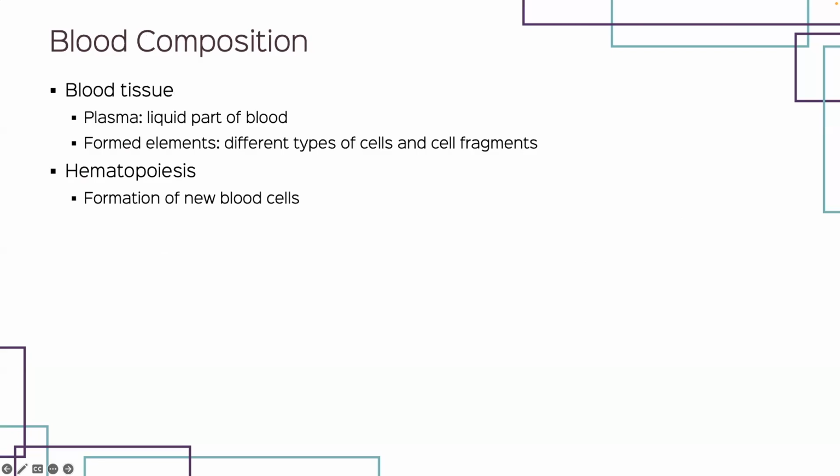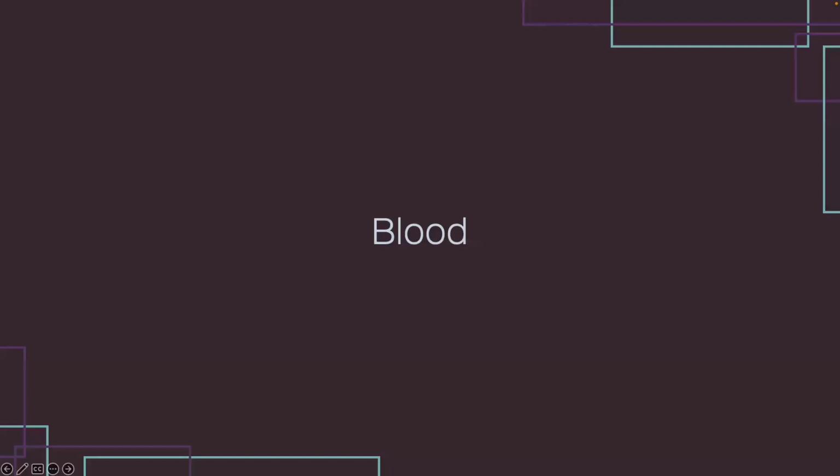So blood is going to be a more fluid tissue that has many tons of chemicals that are dissolved in it, and then millions upon millions of cells that are floating within it. The liquid part is called plasma. Suspended in the plasma are going to be many different types of cells and fragments, which will then make up the formed elements of blood. Hematopoiesis is known as the formation of new blood cells, and we'll talk about that here in just a couple of minutes.